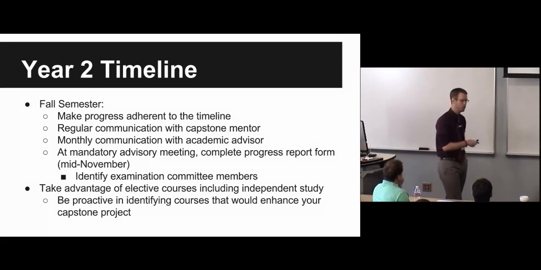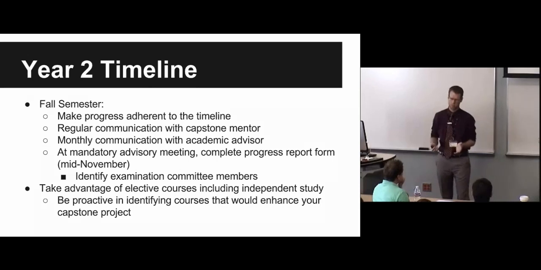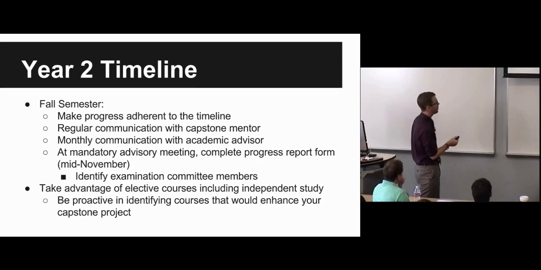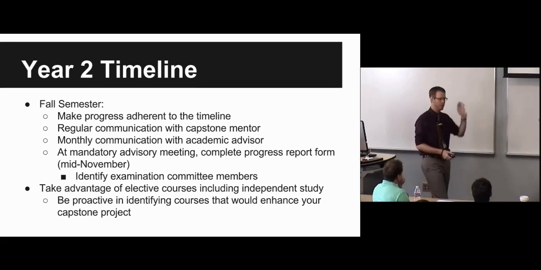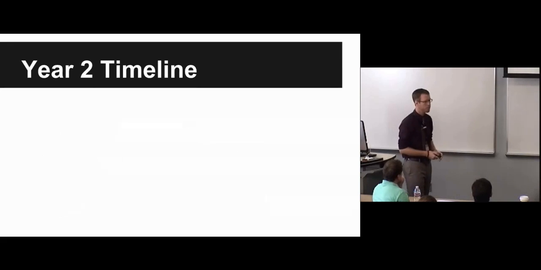Maybe you want to make a module or code in some programming language or use some type of resource, I guess I'm trying to say, and maybe you don't know how to use it appropriately. Maybe there's an elective that will teach you how to use it, and so you may want to do that in the fall. Maybe taking a statistics course in the fall, that doesn't seem like a bad idea to me. Don't take an off-the-wall elective. Try to focus your elective courses on something that's going to enhance your capstone project. That would be what I would recommend, okay?